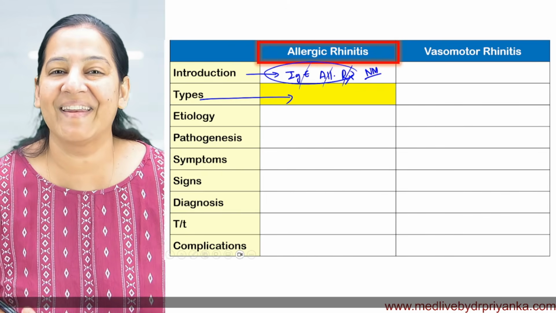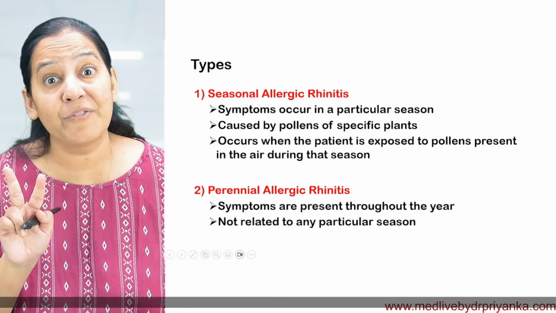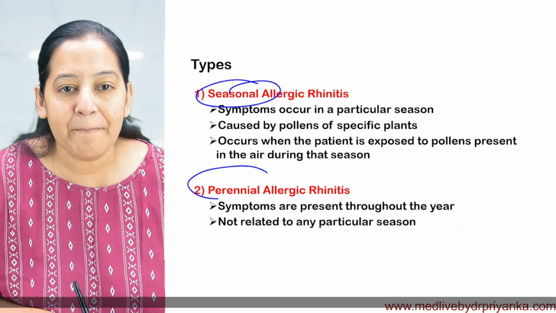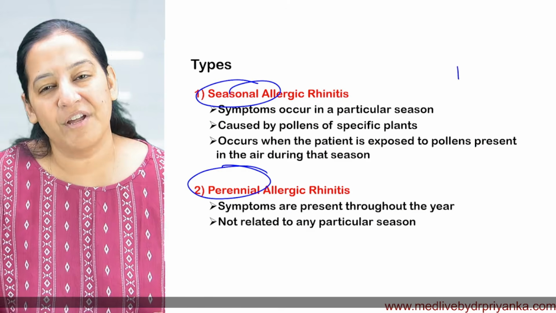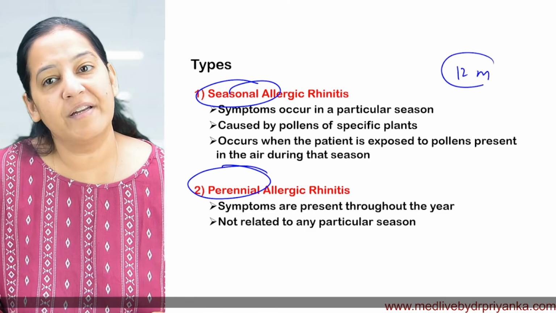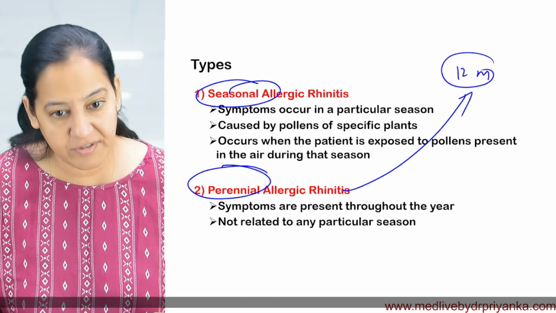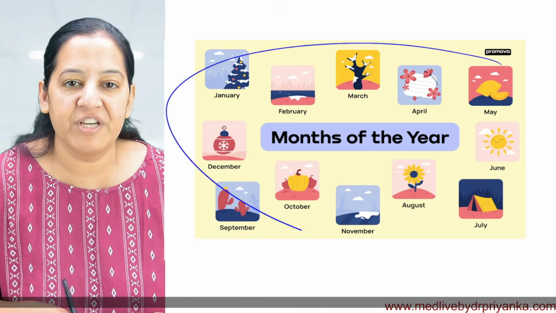How many types of allergic rhinitis are there? Allergic rhinitis is of two types: seasonal and perennial. What do you mean by seasonal and perennial? Now there are 12 months in a year. If it is throughout the year, it's known as perennial. You can see from January to December.